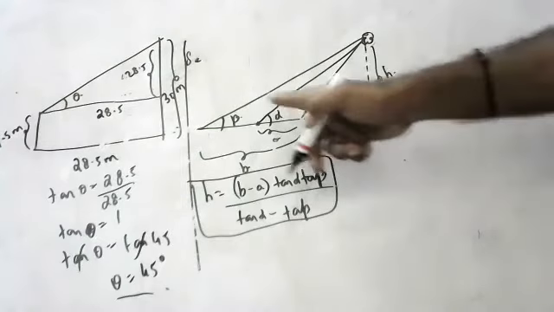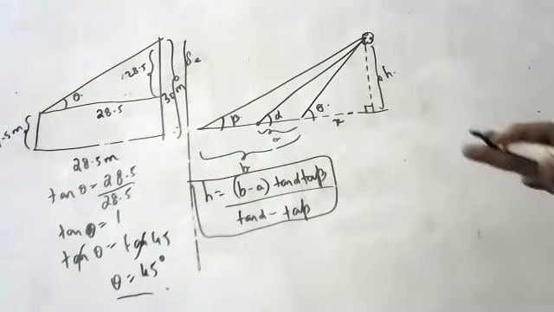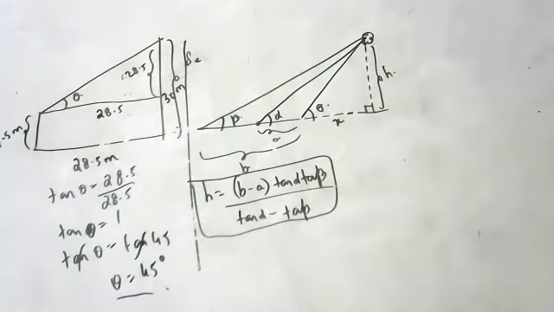Whatever they gave, alpha, beta, A, B, only should be there in the final answer. X and H, which I am taking, should not be there. According to the question, see the question and we will do the answer, children.